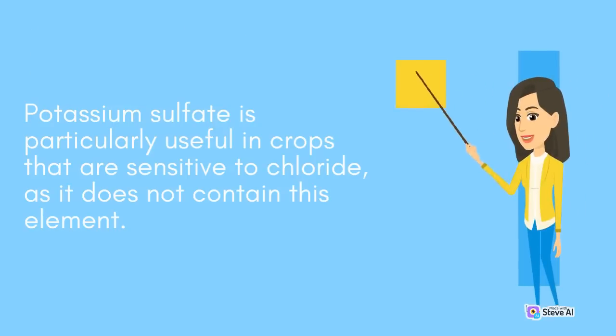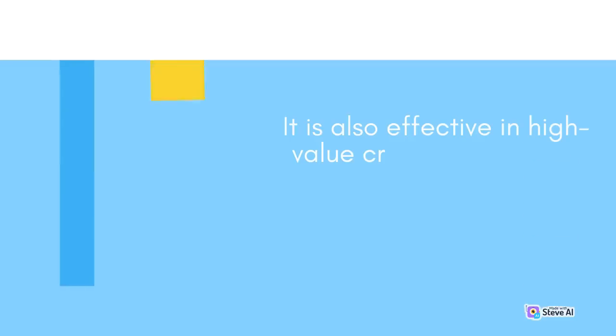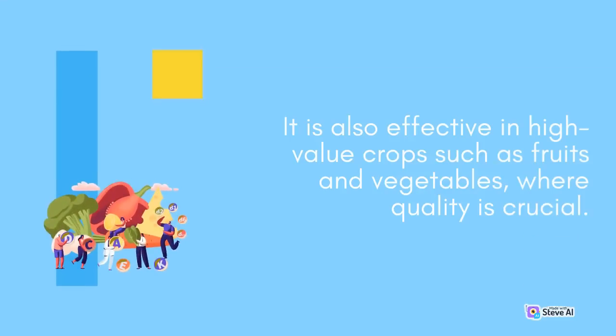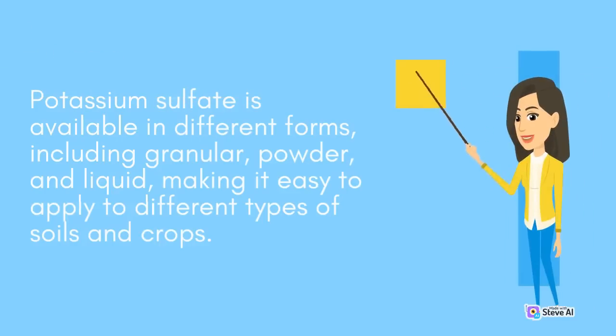Potassium sulfate is particularly useful in crops that are sensitive to chloride, as it does not contain this element. It is also effective in high-value crops such as fruits and vegetables, where quality is crucial. Potassium sulfate is available in different forms, including granular, powder, and liquid, making it easy to apply to different types of soils and crops.